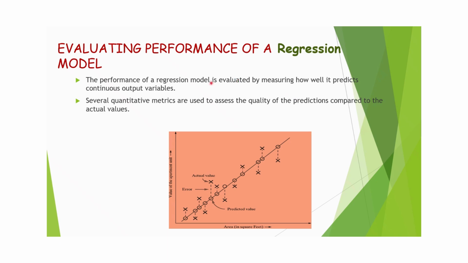How to evaluate the performance of a regression model? The performance of a regression model is evaluated by measuring how well it predicts continuous output variables. Several quantitative metrics are used to assess the quality of the predictions compared to the actual values. So we can see one example here. The predicted output is shown as circles and the actual value is shown as crosses, and the difference between the predicted value and the actual value is called the error.